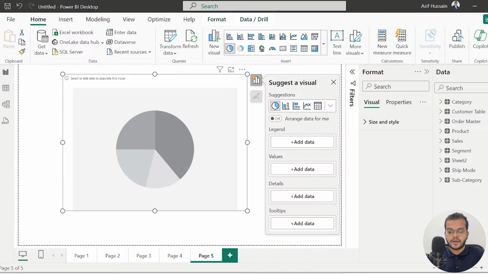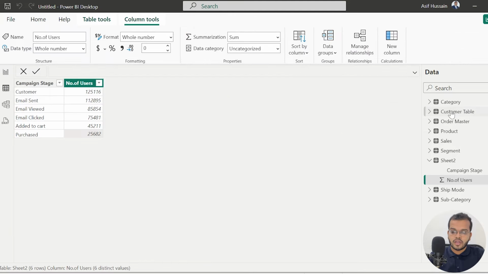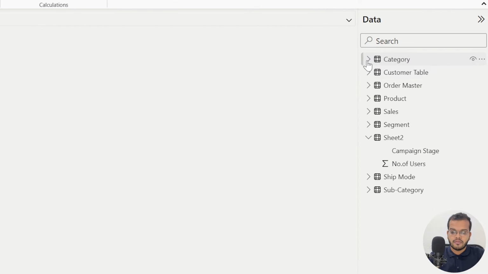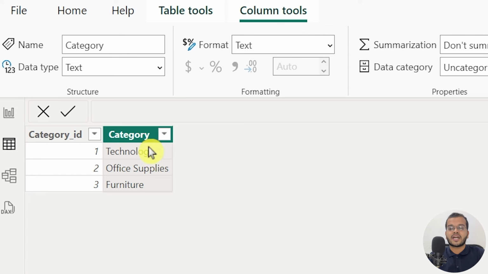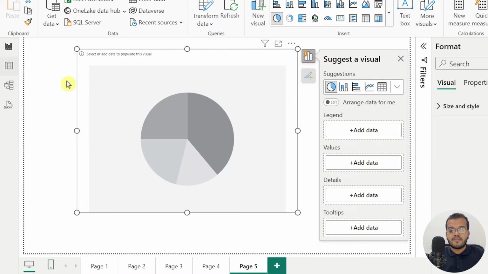If I show it to you here, what is the level of category that we have? If I take you to the category table with the category column, we can see 1, 2, 3. My level of category is 3. So the level of category should be less than or equal to 5 in order to use our pie chart. Okay, so you might have a question.